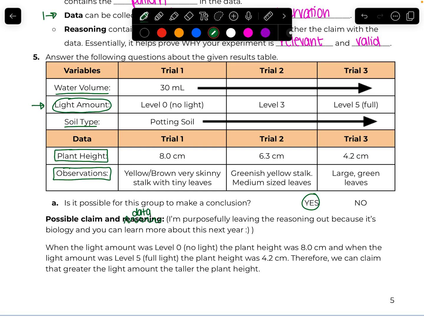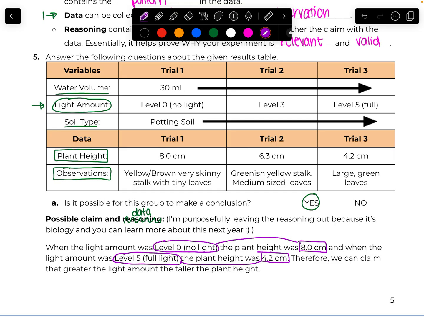So let's break this down. Do we have data present? Do we have measurements or observations? Okay, well, I see level 0 light and 8 centimeters. This 8 centimeters is data. This is information I collected, and it's tied to the level 0 light, which was the independent variable value for that trial. Level 5 light is connected to 4.2 centimeters. So there's some more data presented right there, 4.2 centimeters. So this is a data statement. It contains a connection between an independent variable value and its dependent variable value.